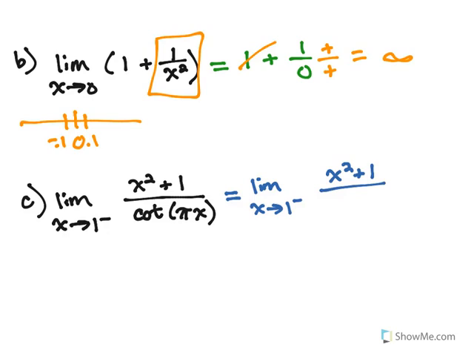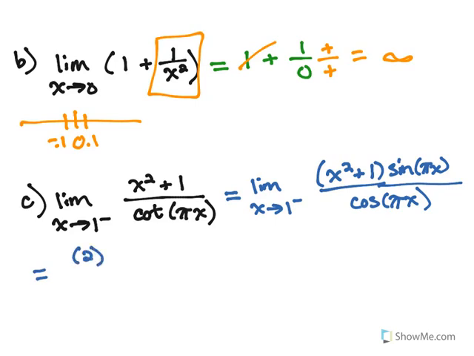And cotangent is the reciprocal of tangent, right? So we've got 1 over cotangent, so what we really have is tangent. So that means I'm going to get a sine of pi x in my numerator and a cosine of pi x in my denominator. When I plug a 1 into this thing, I'm going to get 1 squared plus 1 is 2.